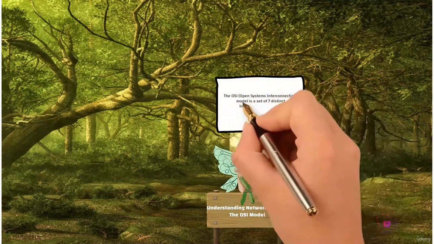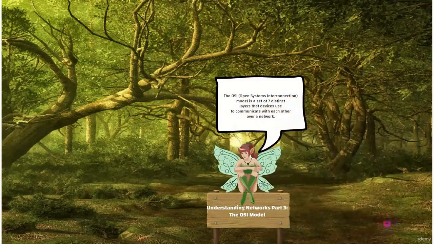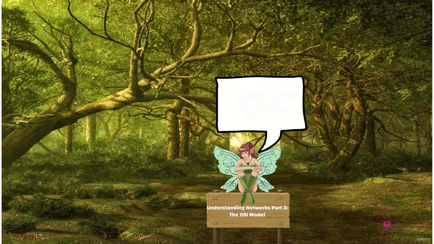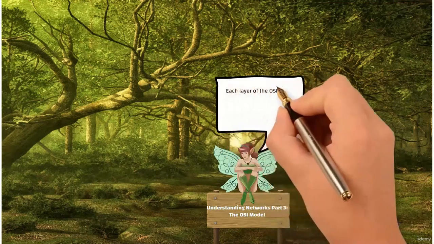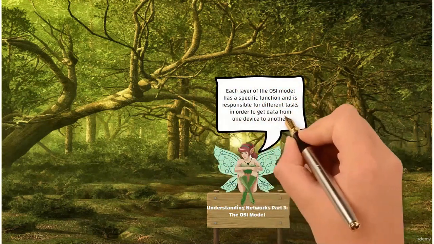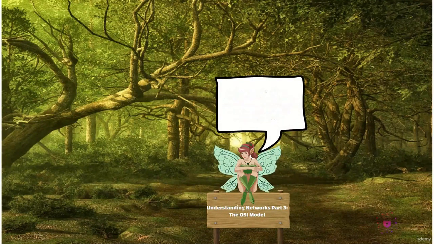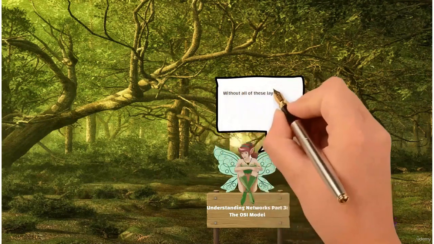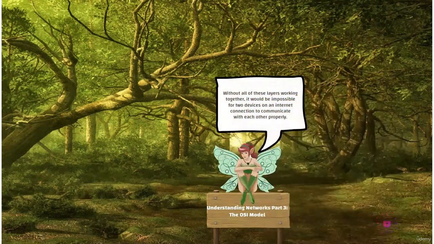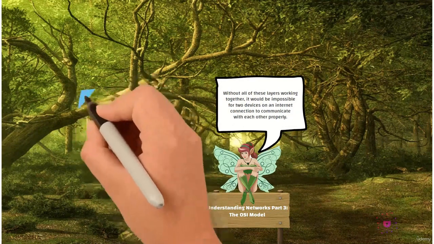The OSI model is a set of 7 distinct layers that devices use to communicate with each other over a network. Each layer of the OSI model has a specific function and is responsible for different tasks in order to get data from one device to another. Without all of these layers working together, it would be impossible for two devices on an internet connection to communicate with each other properly.